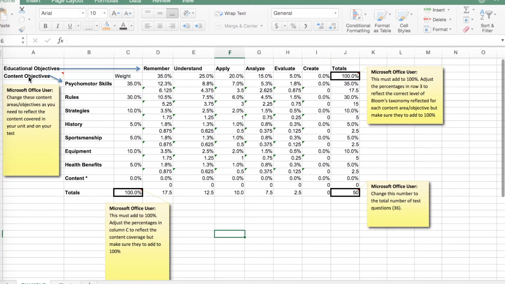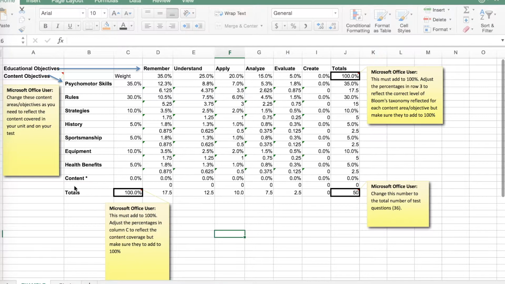Table of specifications. What you will see up top is your educational objectives. So these are your Bloom's taxonomy categories. So we have remember, understand, apply, analyze, evaluate, create. And then this is a total.